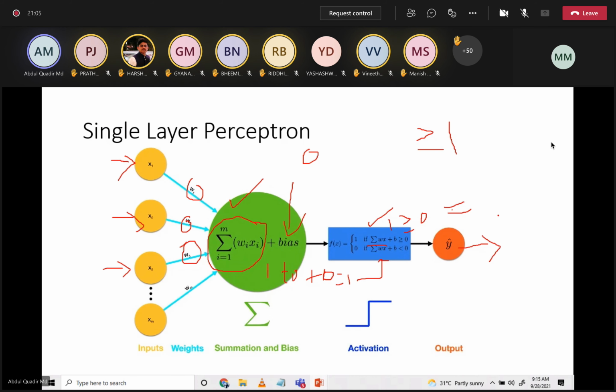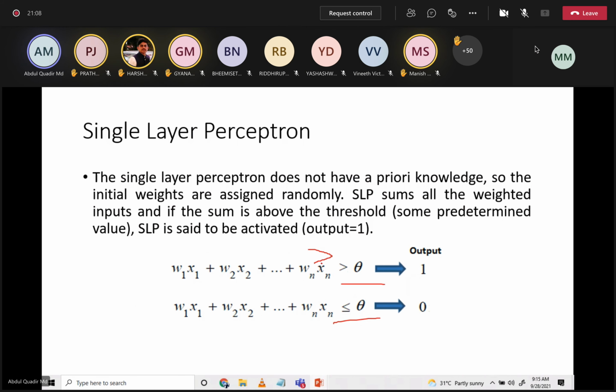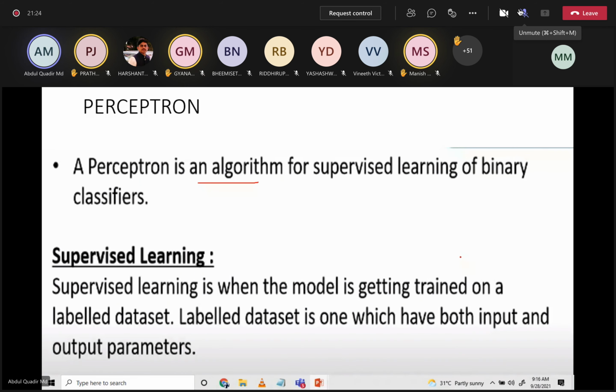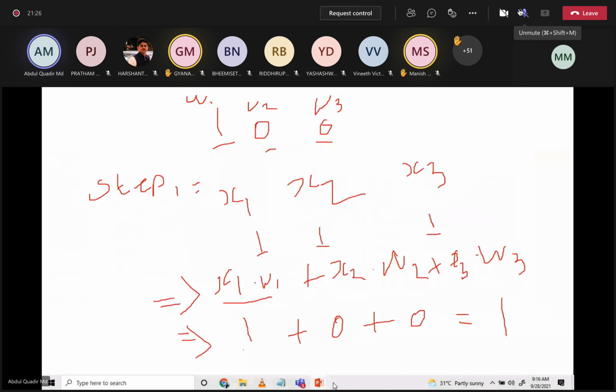So if it is greater than the threshold, we can have it like this. Consider the threshold value is 0 over here. Is 1 greater than 0, students? Yes. So it will fire 1. Since we have got 1 plus 0 equal to 1, and 1 is greater than 0, it will fire 1.